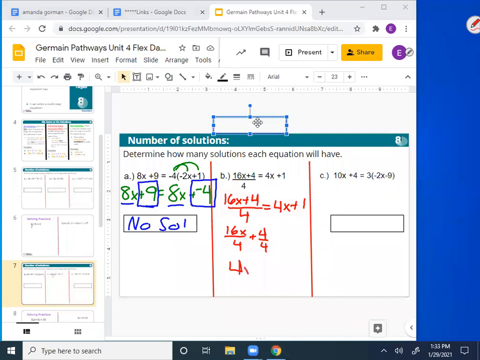16 divided by 4 is, Avery? 4x. Okay, plus how much? Avery? 1. 4 divided by 4 is 1. And then we set it equal to the other side, 4x plus 1. And then we can compare them and get a solution of what? How many solutions is this going to have?